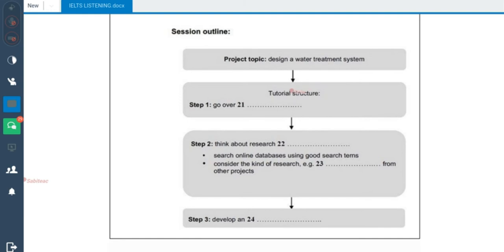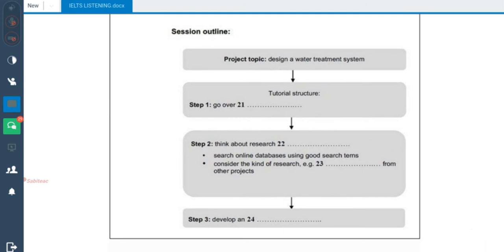Then the speaker will say he will be sharing the structure of the tutorial, and the speaker will say something like, the first step is for you to go over and so on. Then the speaker will mention the missing word or words. As soon as you hear the missing word or words, just fill it in and answer the question. So that is the same process.